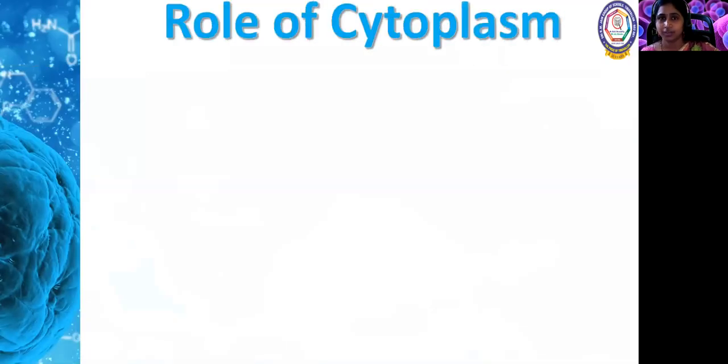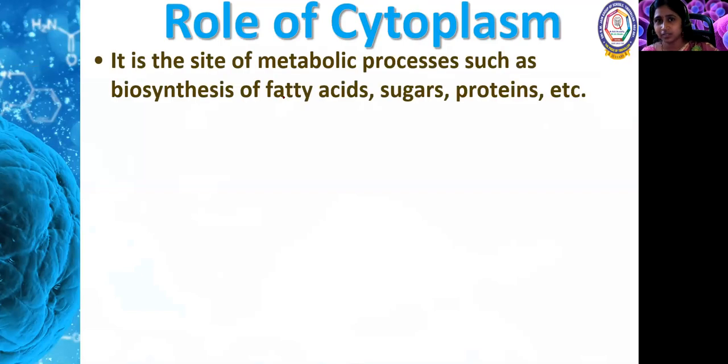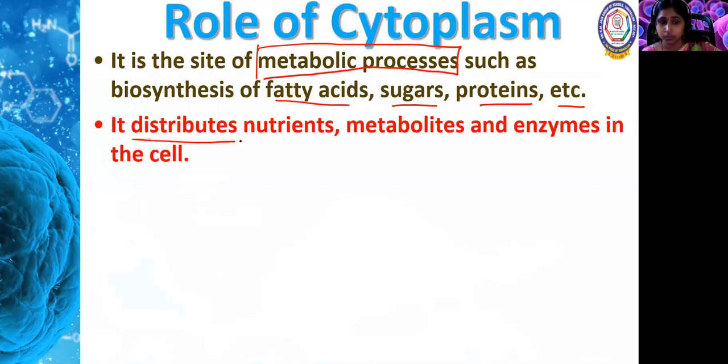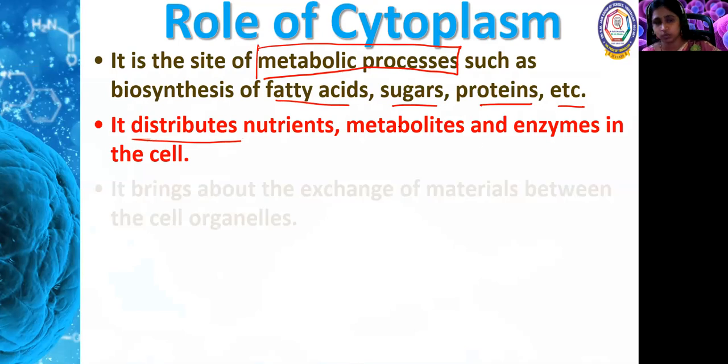What is the role of cytoplasm? We saw what cytoplasm is. What is its role? Just now I said, okay, but we can see it in more detail. It is a site of metabolic processes such as biosynthesis of fatty acids, sugars, proteins, etc. This point is very important, so just make a note. It is a site of metabolic process, and it also distributes the other components.